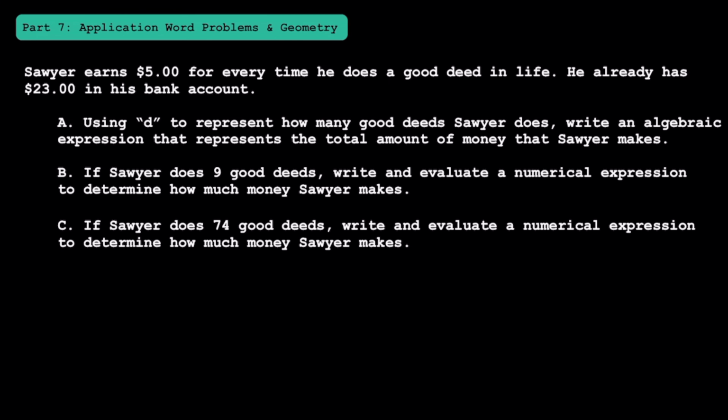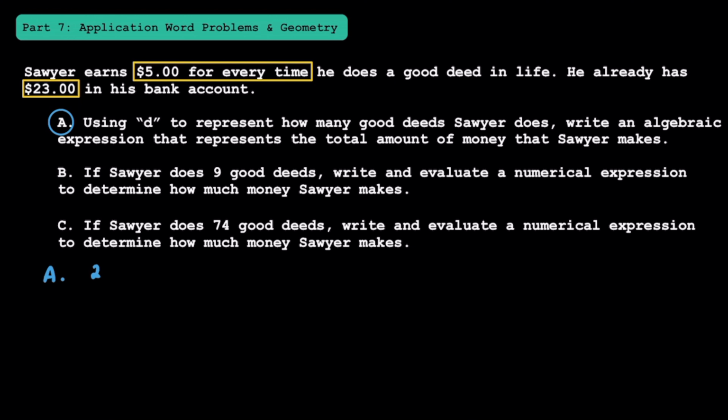That brings us to part 7, our final set of practice problems. Each of these examples will be application word problems or geometry applications. Sawyer earns $5 for every time he does a good deed in life, and he already has $23 in his bank account. In part A, we need to use d to represent how many good deeds Sawyer does to write an algebraic expression that represents the total amount of money that Sawyer makes.